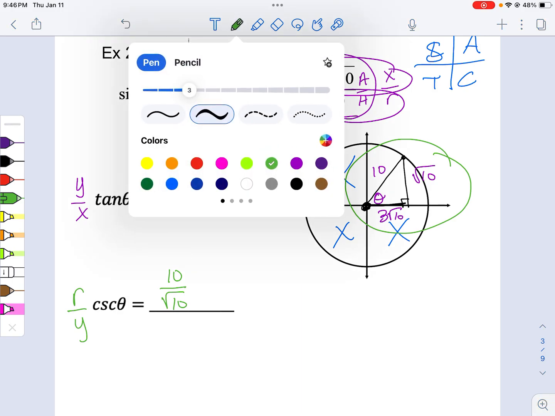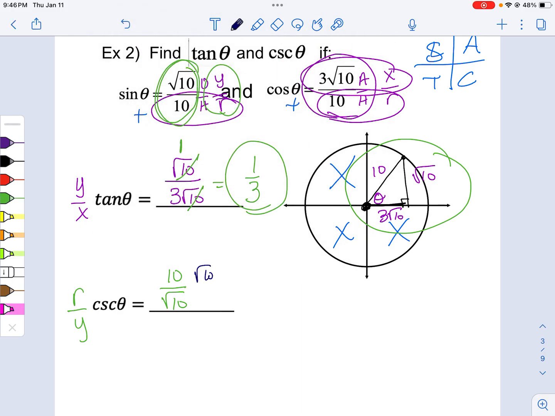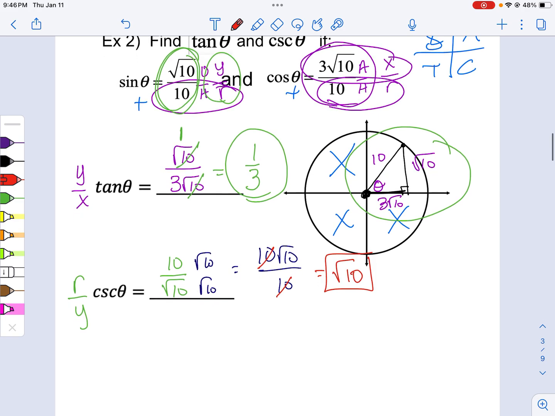Okay, this one does have a root in the bottom, so I am going to rationalize here. So I get 10 root 10 over square root of 100, which is 10. And then last up is I can reduce here, so the 10s divide out to 1, so I end up with square root of 10 as my value for cosecant. Okay, could we have found all of them? Absolutely, but in this case, I only wanted to find 2.